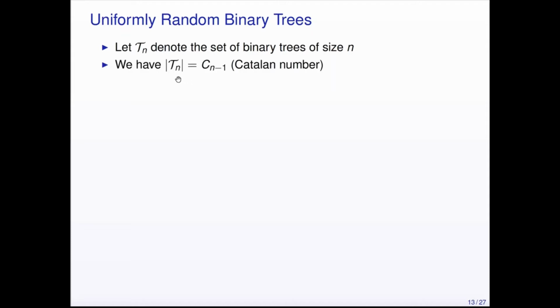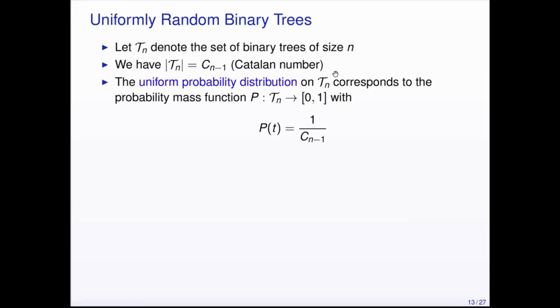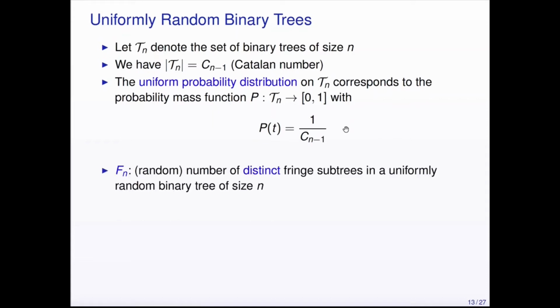Then it is well known that the number of binary trees of size n equals the (n-1)st Catalan number. And then the uniform probability distribution assigns a probability to a tree of size n, namely it assigns the probability 1 over the (n-1)st Catalan number to each binary tree of size n. So in particular, every binary tree of size n gets the same probability.